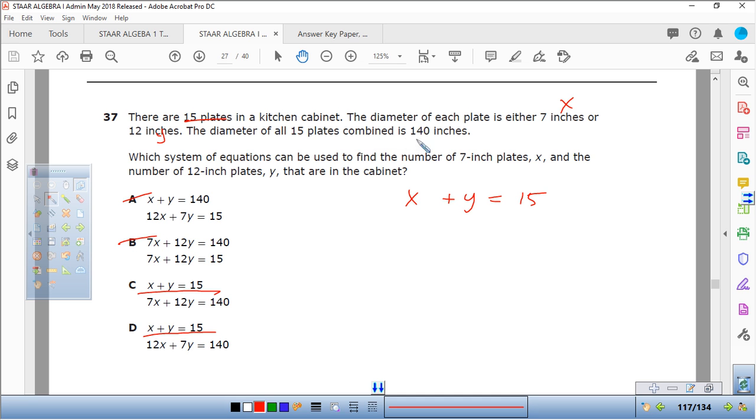Now, since they're talking about inches, I use the inches. 7x inches plus 12y inches equals 140 inches. Cool? Let me kind of reverse it.